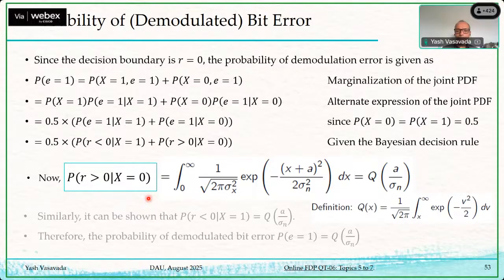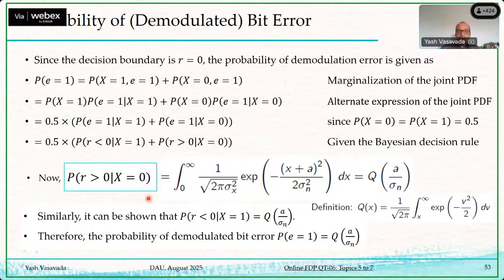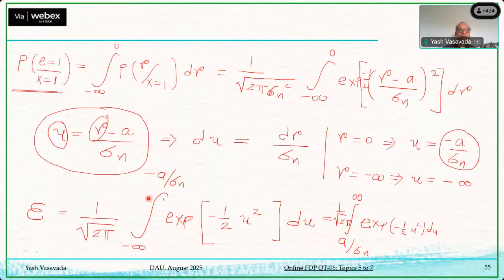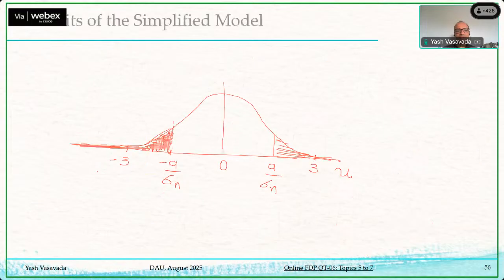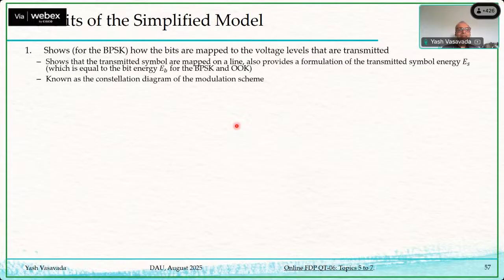So basically the point of this math is that the probability of demodulated bit error is given as Q function of A divided by sigma N. And I have given here some detailed derivation of how I got this Q of A divided by sigma N. I won't go over it. We'll just accept that it is Q of A divided by sigma N.